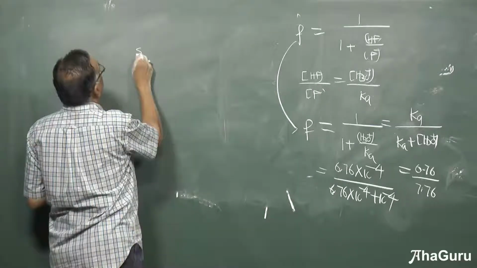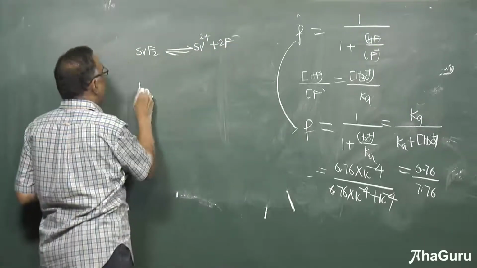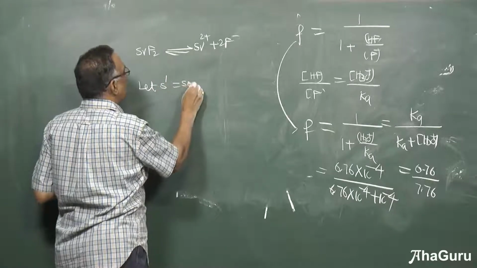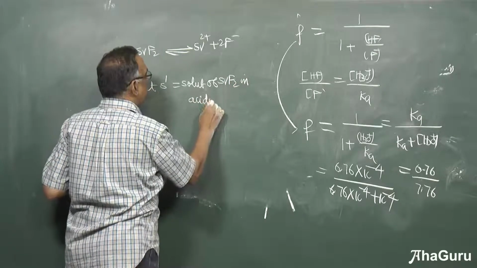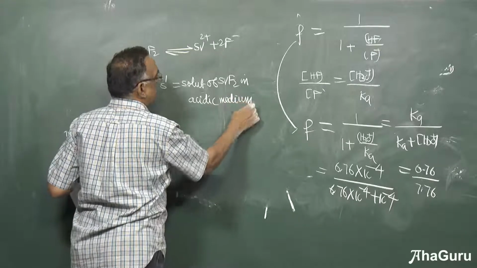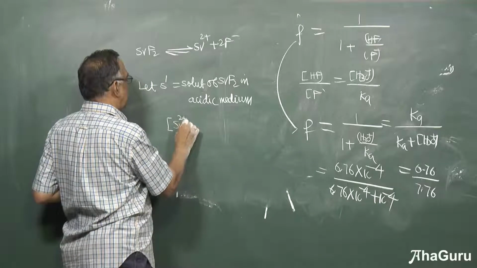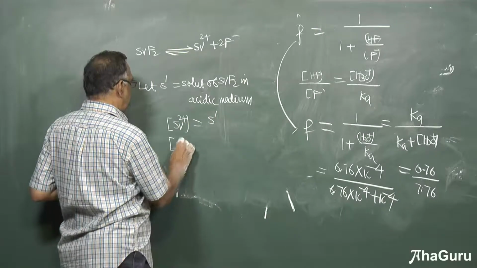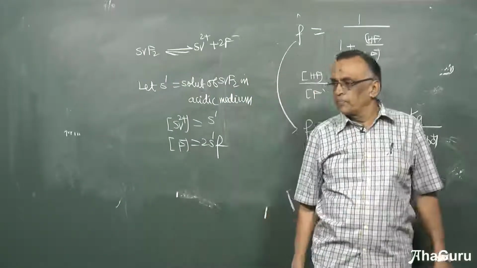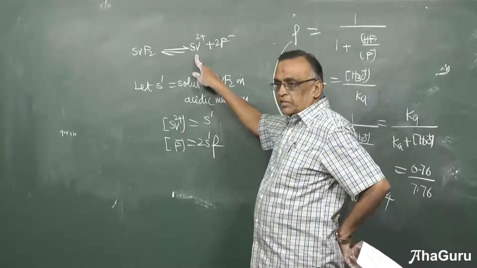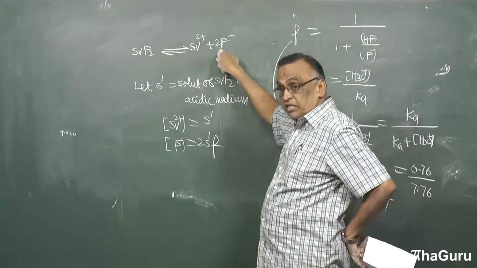Okay, you write the solubility equilibrium: SrF2 giving Sr2 plus and 2F minus. Let S dash be the solubility of SrF2 in acidic medium. What is asked is S dash. So what is the effective concentration of Sr2 plus at equilibrium? S dash. What is the effective concentration of fluoride ion? 2S dash into F. Why? This is S dash. Normally it is S, this is 2S in water. Here it is S dash. This will be 2S dash into the fraction.